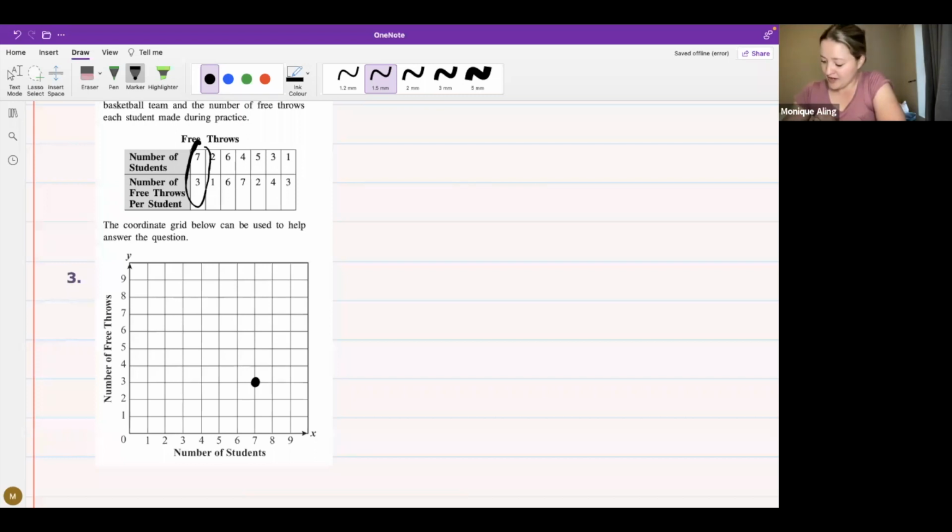Number of students, 2 and 1 throw, that point over there. 6 and 6. So I'm drawing this so we can see the correlation. 4 students, 7 throws. 5 students, 2 throws. Okay, what kind of correlation are we seeing here?